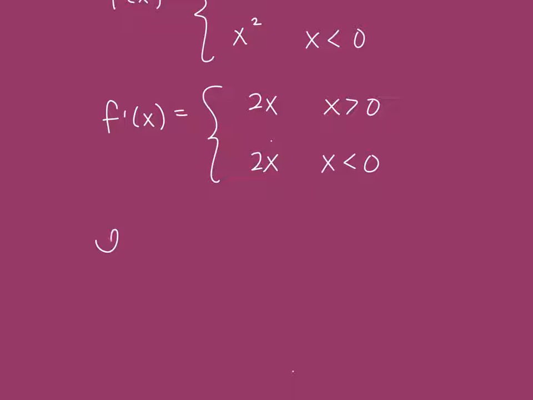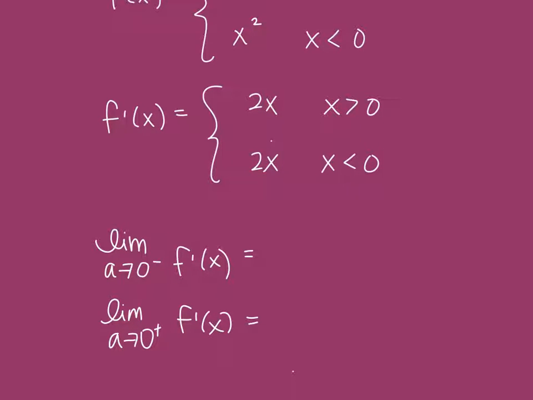So then I check the differentiability: a approaching 0 from the left and a approaching 0 from the right, but I'm doing it into my derivative now. So if I plug a negative number into my derivative, I'm going to get 2 times a negative number, which is going to be negative. If I plug 0 into the positive one, I get positive.